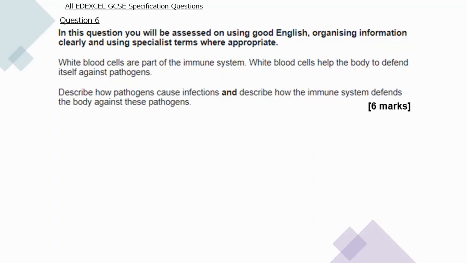So there's 2 parts to this question. It's asking us to describe how pathogens cause infection, and also how the immune system defends the body against pathogens. So we could start off by saying that pathogens are bacteria and viruses, for example. We could say that pathogens cause damage to cells, and they also produce toxins. We could also talk about how viruses get into the cells and replicate, and when they're released out of the cell, this causes damage.